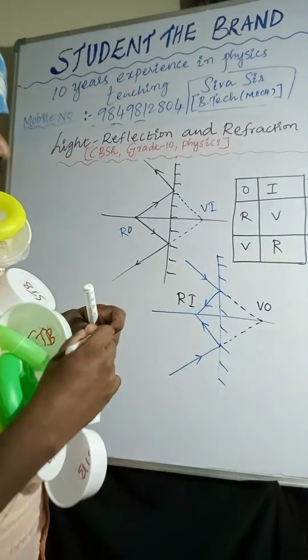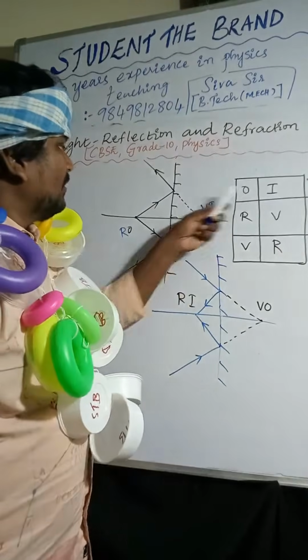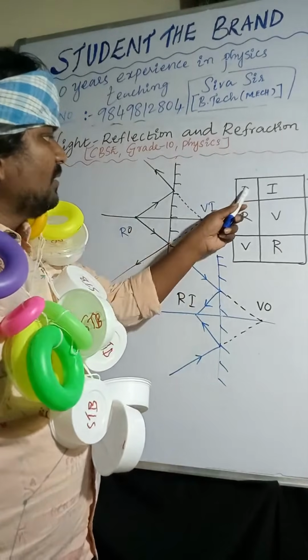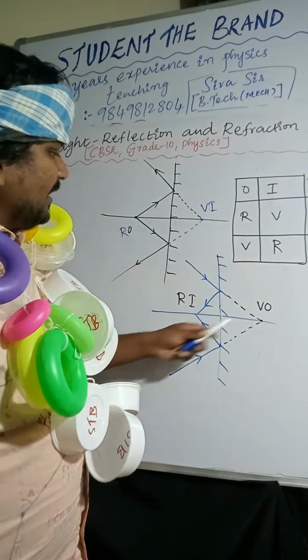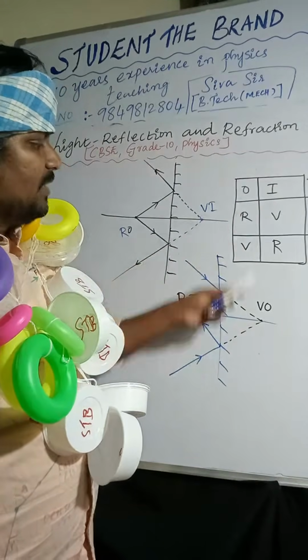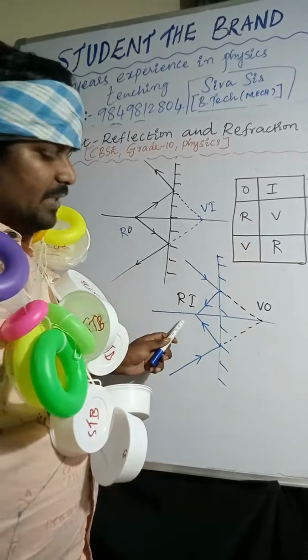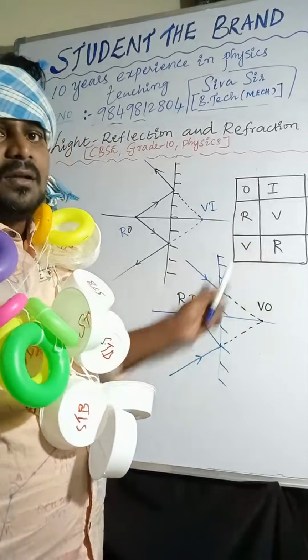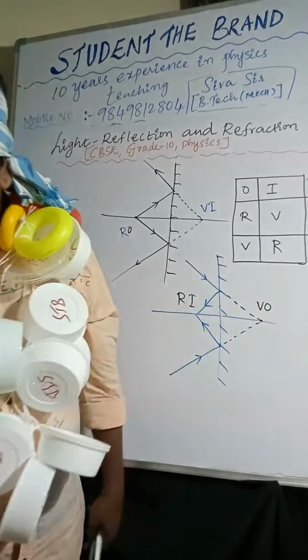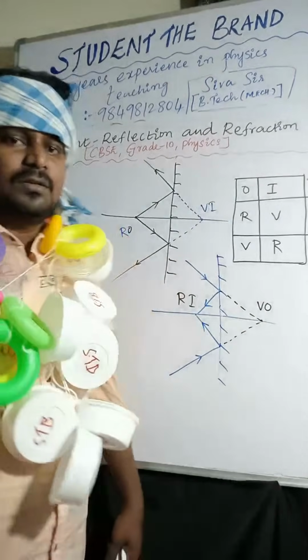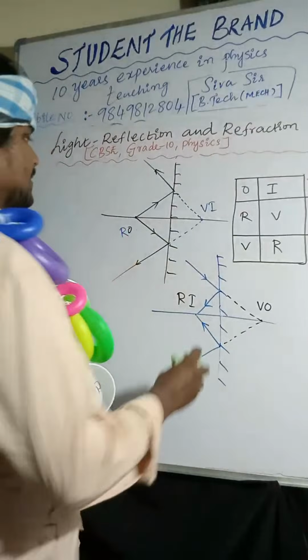So we can conclude that if the object is real, the image is virtual; if the object is virtual, the image is real. Yes or no? This is very, very important, so remember this point. Next, we'll go to the next topic.